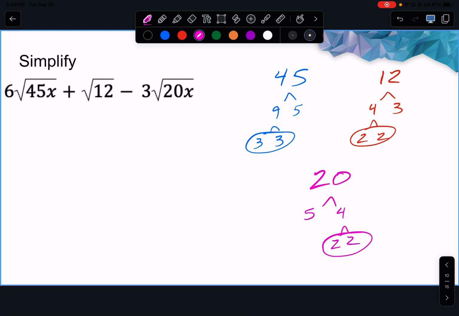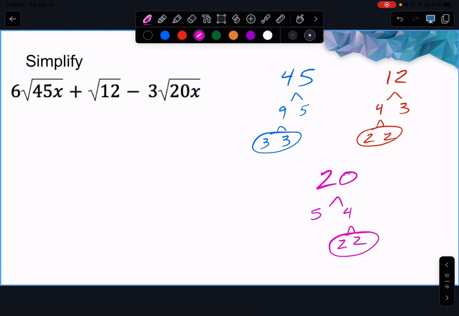So the 45 is going to turn into, what's the root that's within 45? 3, right? So we're going to put 3 outside times the square root of the 5 stays in here, x. Okay, why did the x stay in there too? Why weren't we able to pull the x out? What if it was 45x squared? Then would we be able to? Does x squared have a square root? Yeah, it'd be x, right? It doesn't, so we have to leave that x in there.